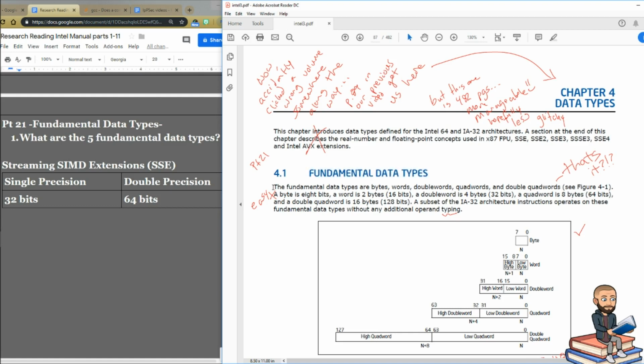It's pretty worthless because I'm going to just get into it. Chapter 4 begins by saying the fundamental data types are bytes, words, double words, quad words, and double quad words. So that's your first question. What are the 5 fundamental types? And it'll say refer to figure 4-1. Take a look at that in a second.